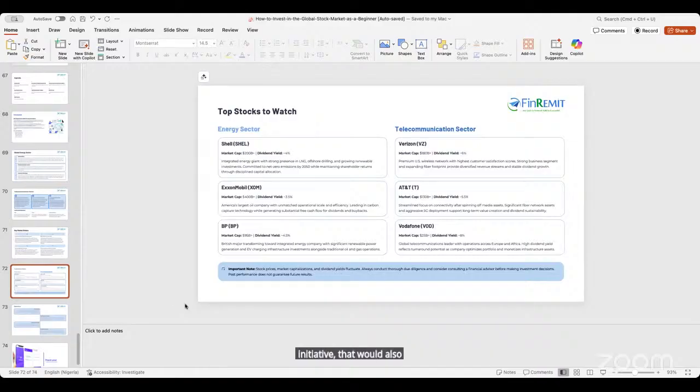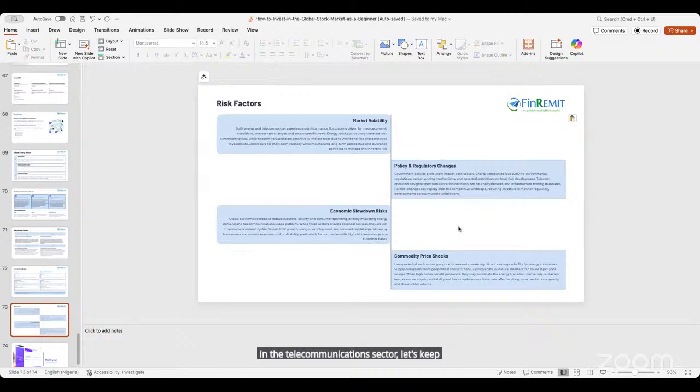So as we have concluded today, I would like to close by saying let's begin to look at stocks like Shell, ExxonMobil, BP, and that is in the energy sector. And let's also look at Verizon, AT&T, and Vodafone in the telecommunication sector. Let's keep watching them and their progress, and I believe we would be able to scale up soon.